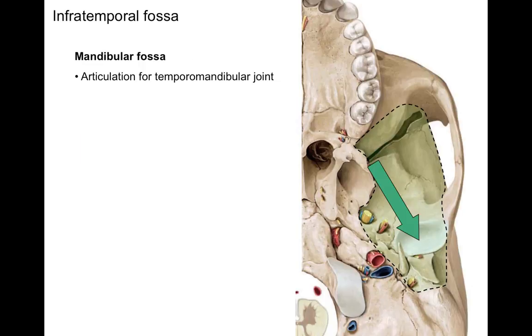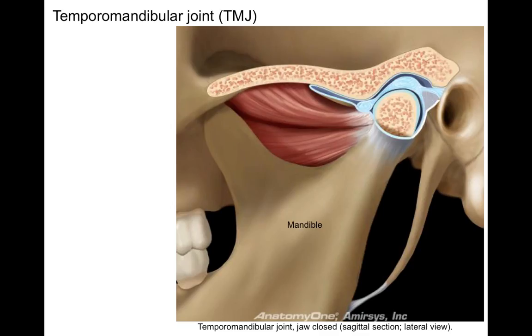And finally, the mandibular fossa is this concave surface that serves as an articulation for the temporomandibular joint, and there we have it. So those are the borders and contents. Now let's do some other things for the infratemporal fossa. For example, let's talk about the temporomandibular joint. So the temporomandibular joint, also known as the TMJ, has the following components.